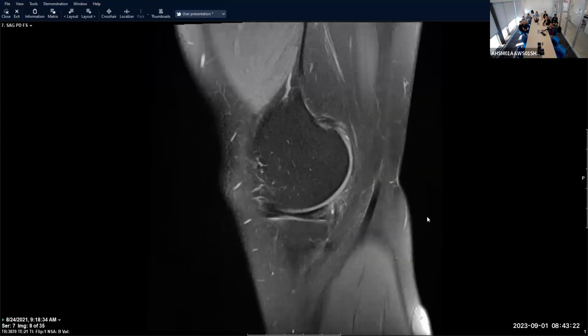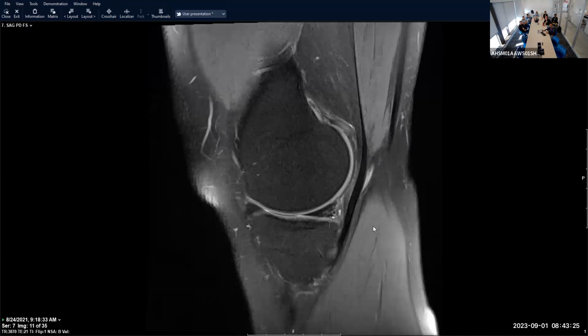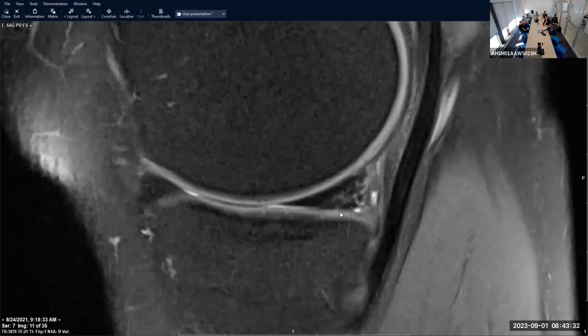Okay, here's a good case. This is why we put it here: secondary signs. It's not super obvious. I've seen more obvious tears, but there's definitely linear signal within this meniscus. Is it disrupting a meniscal surface on 2 orthogonal planes or 2 consecutive slices? Sure, maybe here it is, or here, but it's not a slam dunk, okay?